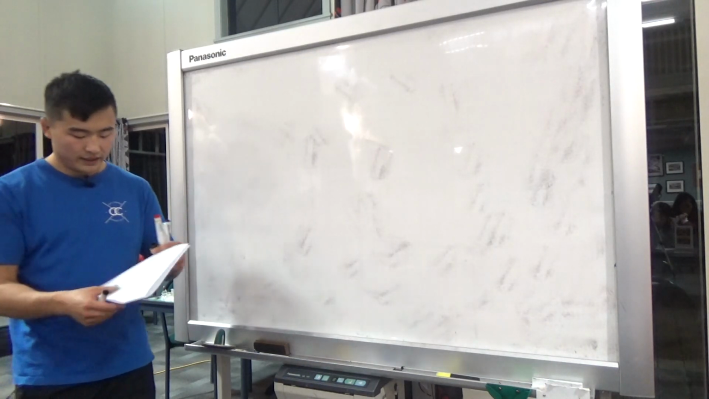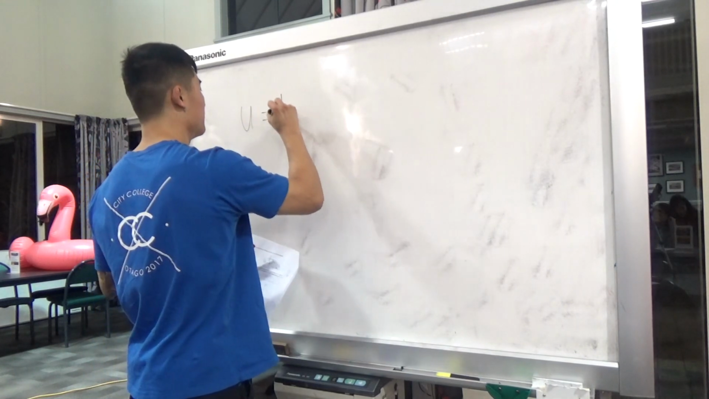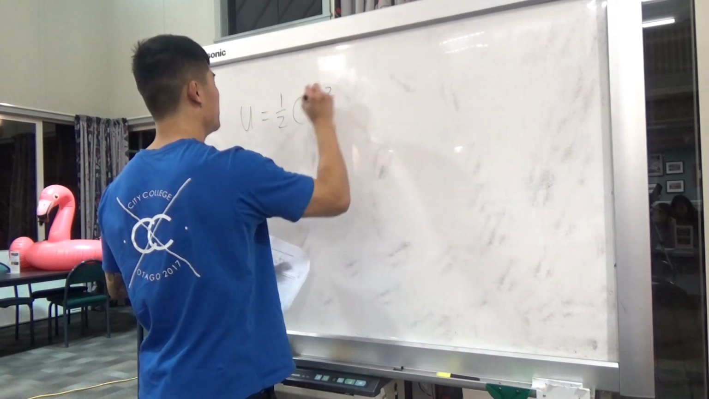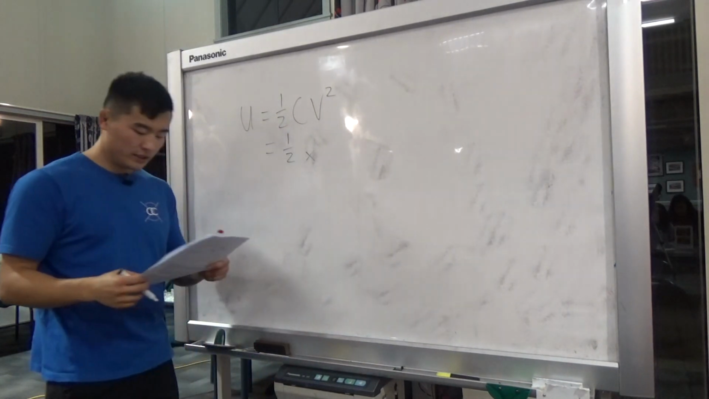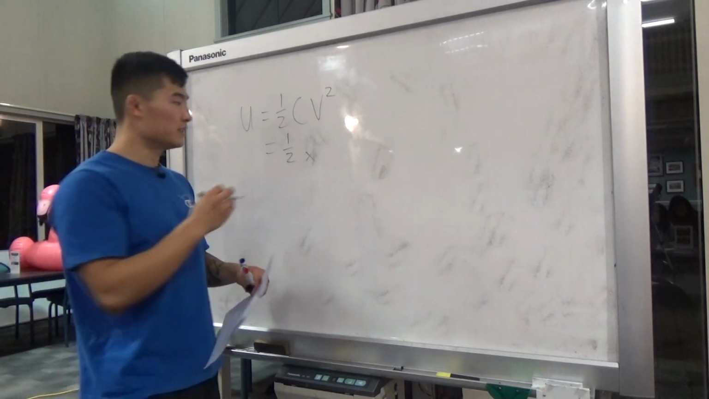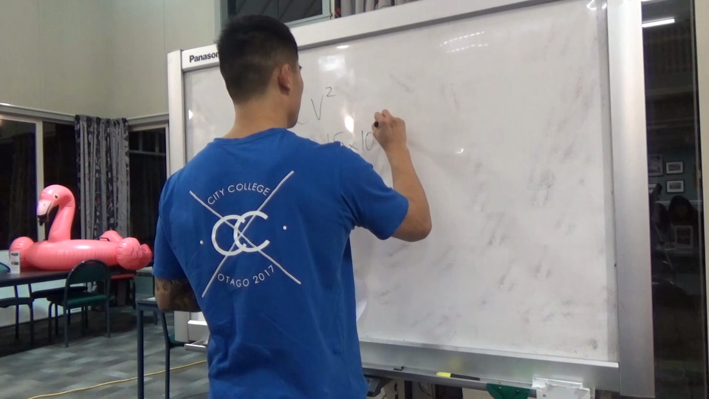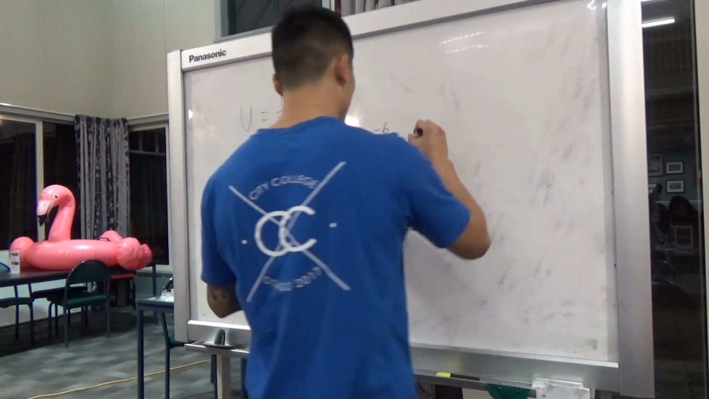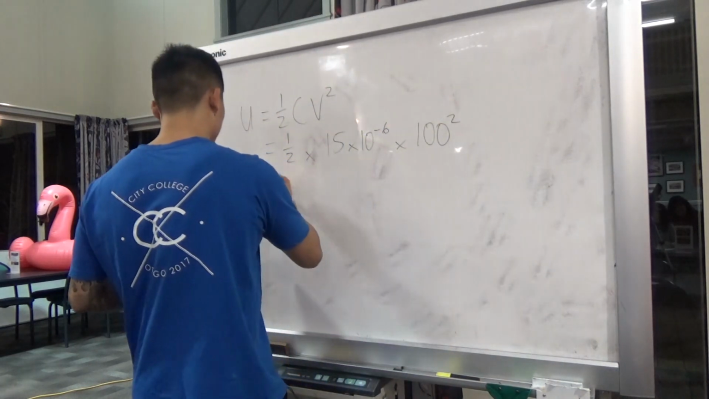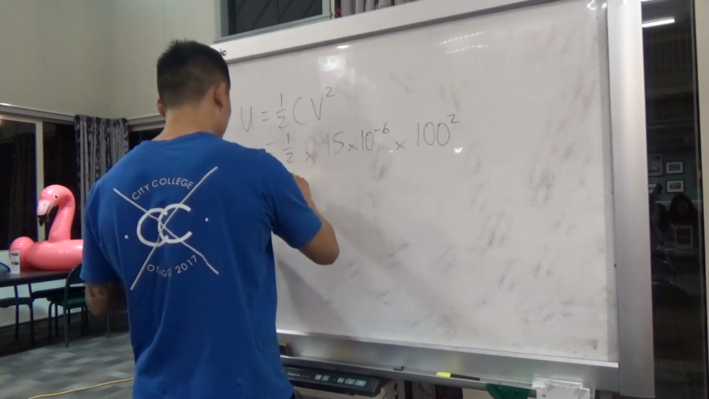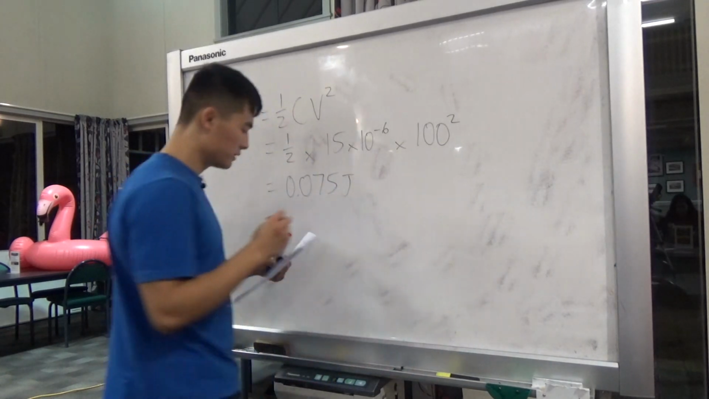So that's going to be U is equal to half CV squared. So half times the capacitance, which is 15 microfarads, so 15 times 10 to the negative 6, times the voltage, which is 100, so 100 squared. And that would give you 0.075 joules.